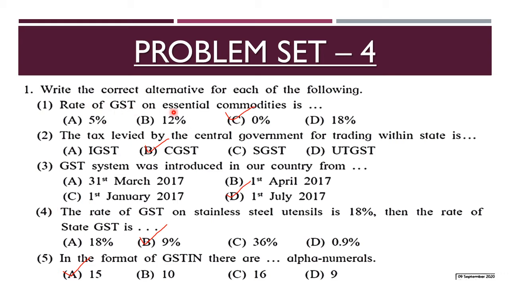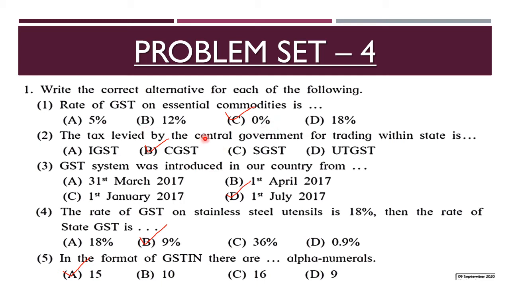Rate of GST on essential commodities is, the correct option is C, 0%, because 0% tax is levied on essential commodities. Why is it 0%? The answer to it you can find in the introductory video of this chapter. I'll provide the link in the description box.